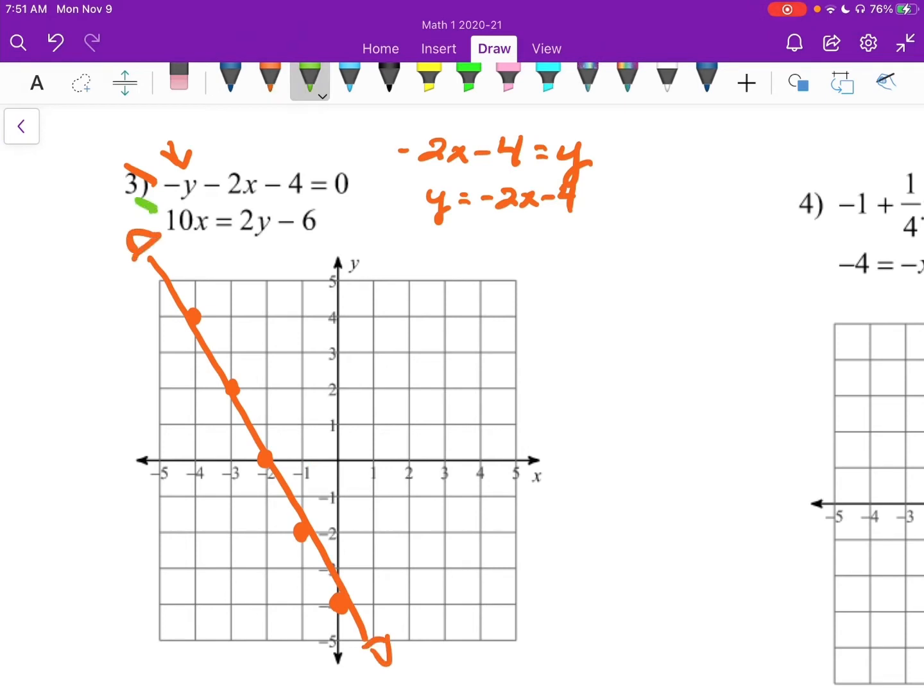All right, now for the green one. How do we want to do that? Here, let me just copy them down for starters.